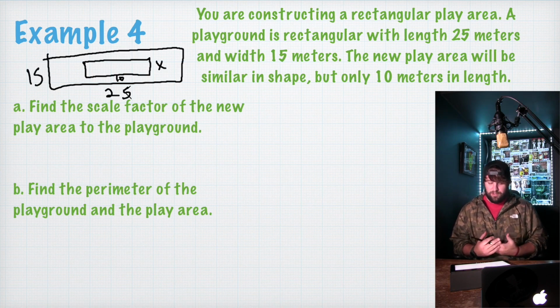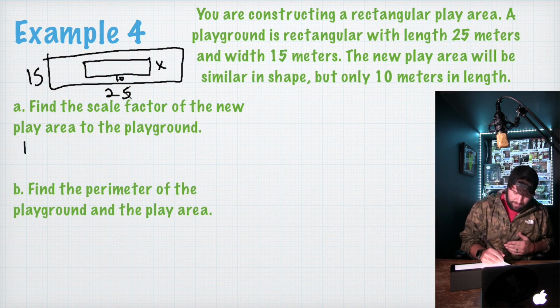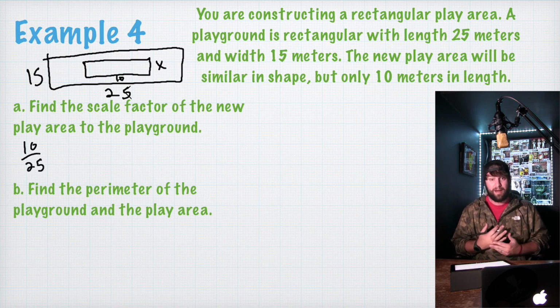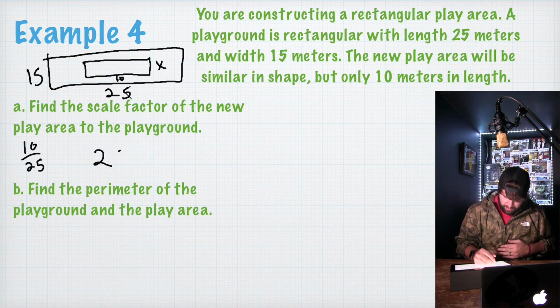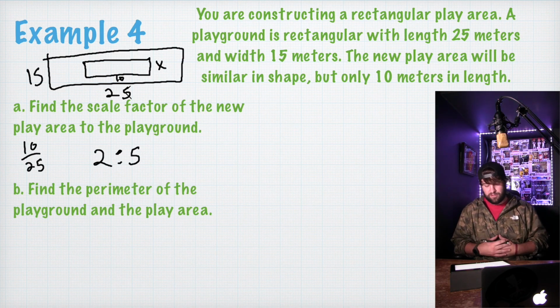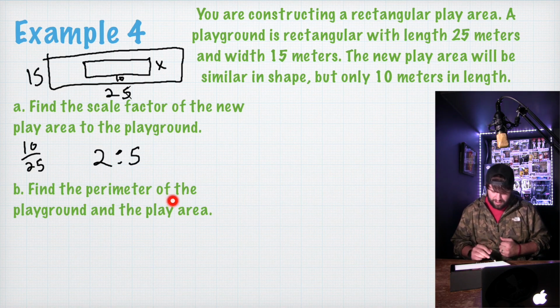So the first thing they want us to do is find the scale factor of the new play area to the playground. So that's going to be 10 over 25, which both of those are divisible by 5, which would give us a scale factor of 2 over 5. Because 10 divided by 5 is 2, 25 divided by 5 is 5. Okay. Now they want us to find the perimeter of the playground and the play area.